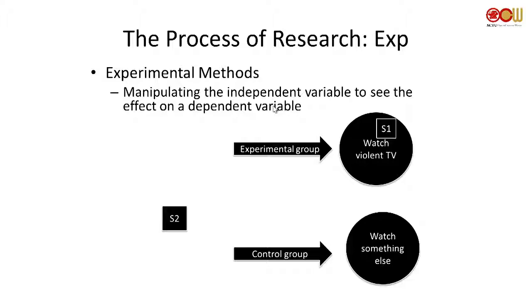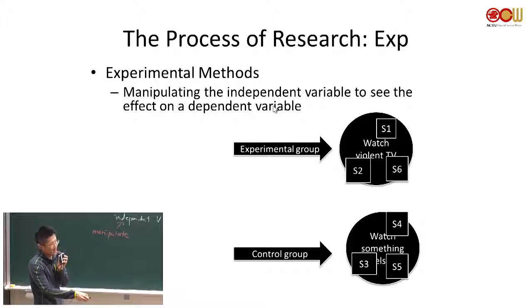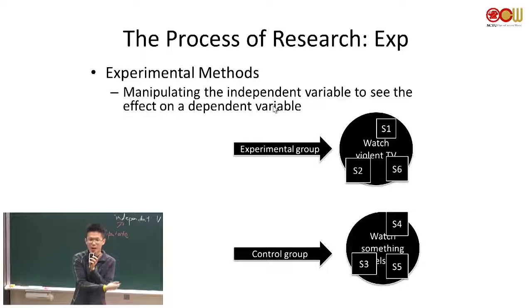And then subject two comes. Also, he has to roll a dice. And then he also has to go to the experimental group. And then the third subject comes, who is assigned to the control group, and so on and so forth. And you have six participants. Three of them are in the experimental group, and three of them are in the control group. And then they will start watching TV shows. These three guys are watching violent TV shows probably 3 hours a day for 7 days. Okay, so they are being manipulated. And the other three people are watching probably just discovery shows, 3 hours a day for 7 days. Okay. So this process is called manipulating.